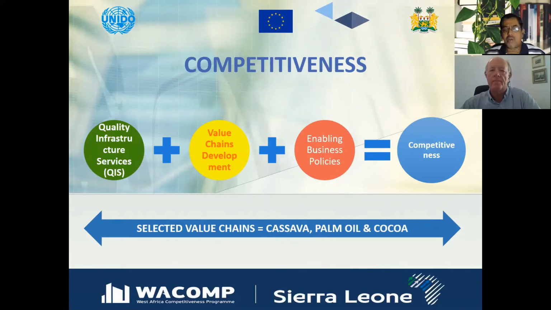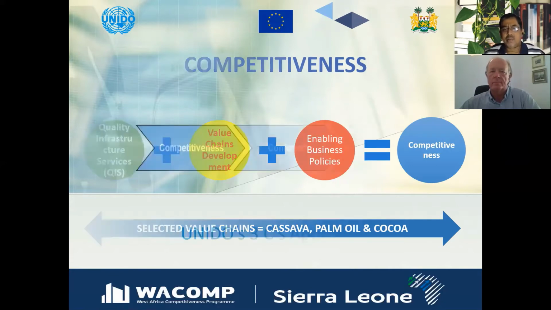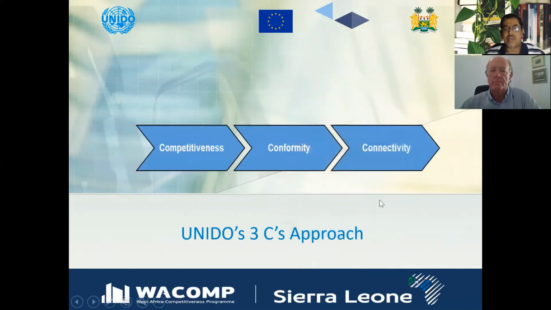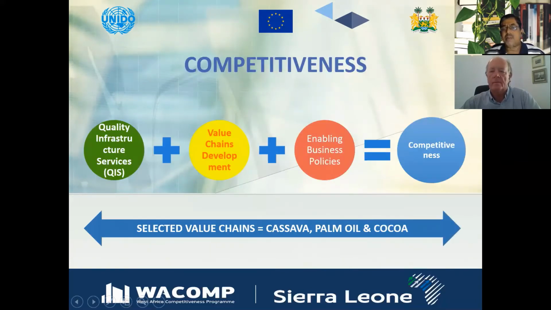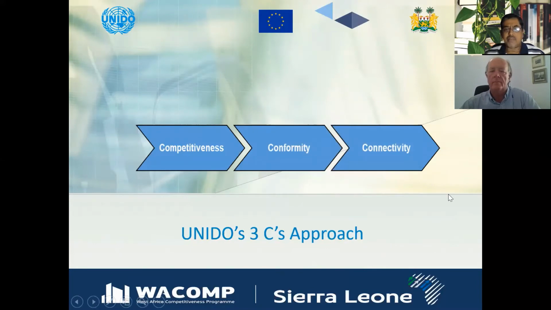Then there is the value chain development area. In this area, there are 3 value chains: cassava, palm oil, and cocoa. We are developing the value chain. Then the third area is to develop the business policies to enable the business atmosphere. And the UNIDO approach for these 3 pillars is to create competitiveness for the country.